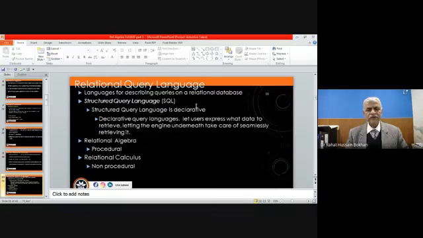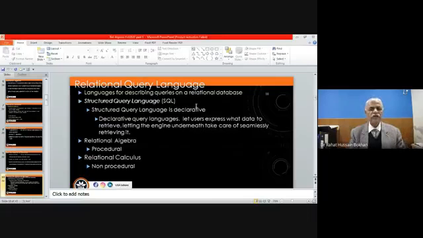The language for describing queries on a relational database is called structured query language. Whenever you want to retrieve data from any relation, you have to build a query, extracting or retrieving the records according to some condition. We will learn about SQL in coming sessions. Some people work on database management systems, basically Oracle, some on SQL, some on MySQL, and so on.